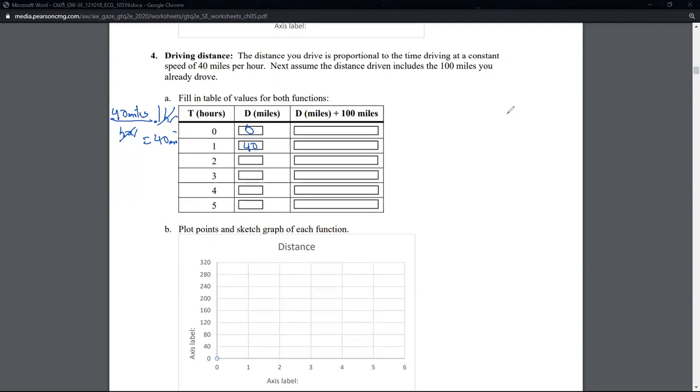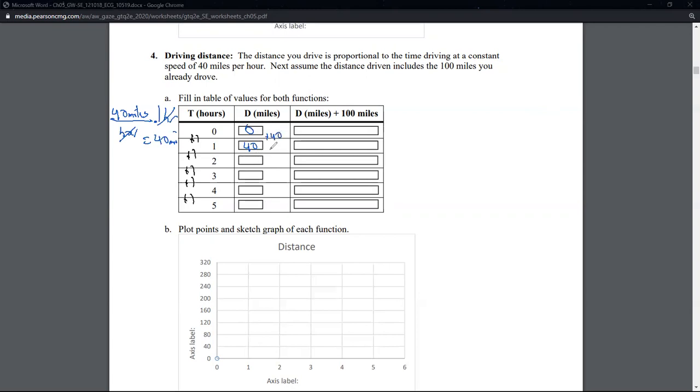Now, let's look at the independent values, 0, 1, 2, 3, 4, 5. They're always going up 1. This is up 1, this is up 1, this is up 1, this is up 1, up 1. So if we can find a pattern on the right side, then we could keep just using that pattern instead of having to keep doing this math. So from 0 to 40, we went up 40.